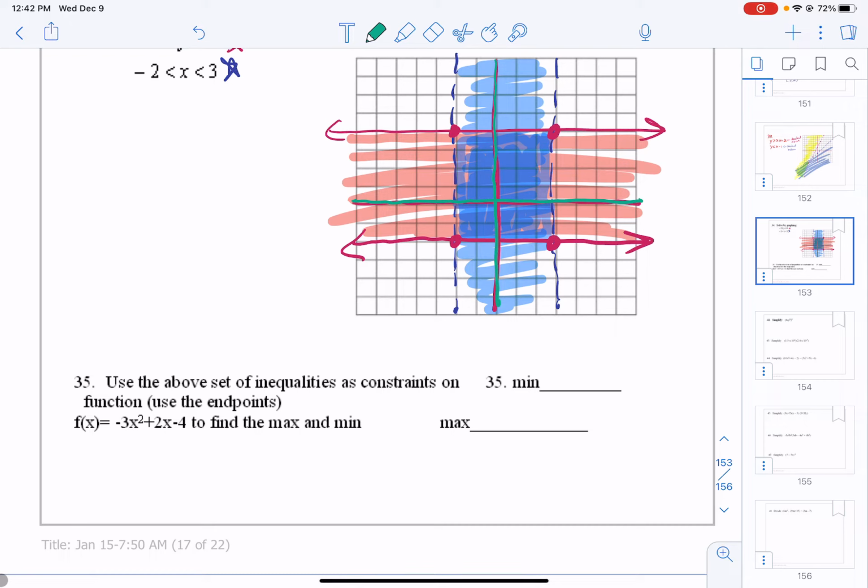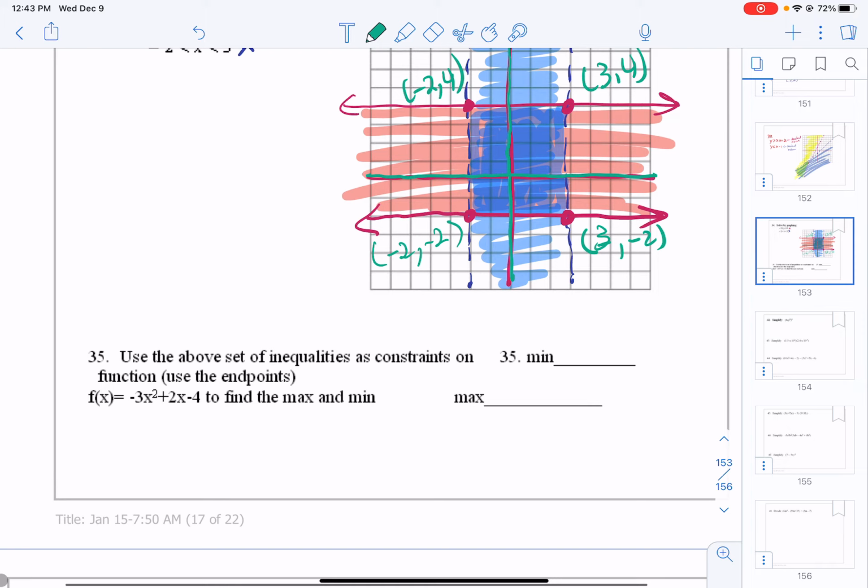So this is the point -2, 4. This is the point 3, 4. This is the point 3, -2. This is the point -2, -2. So remember how we did maxes and mins. Write down your function.